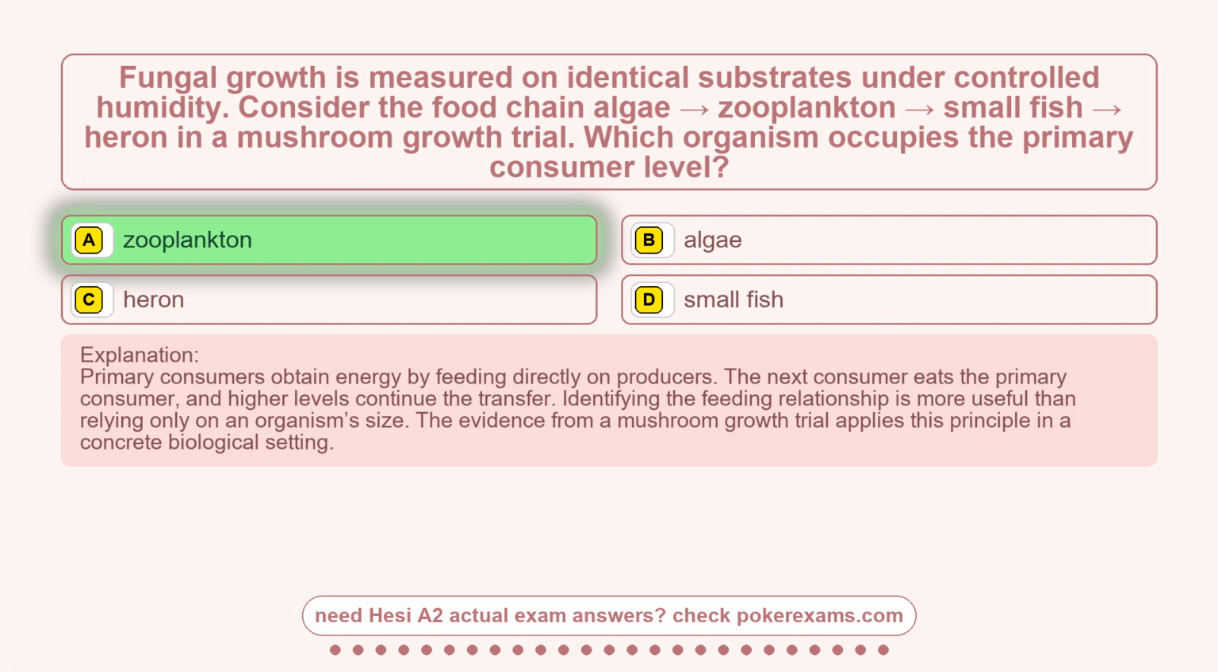Zooplankton. Primary consumers obtain energy by feeding directly on producers. The next consumer eats the primary consumer, and higher levels continue the transfer. Identifying the feeding relationship is more useful than relying only on an organism's size. The evidence from a mushroom growth trial applies this principle in a concrete biological setting.